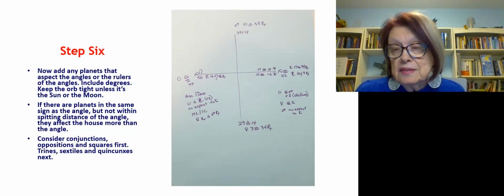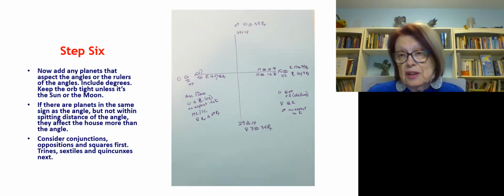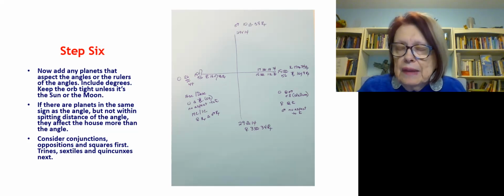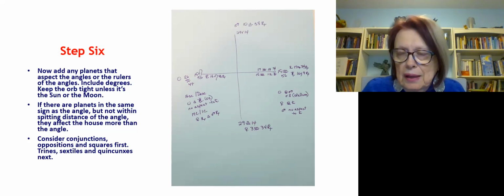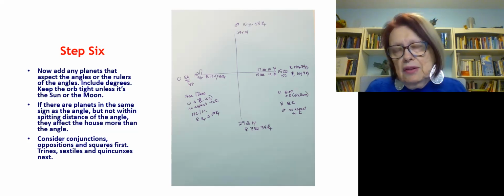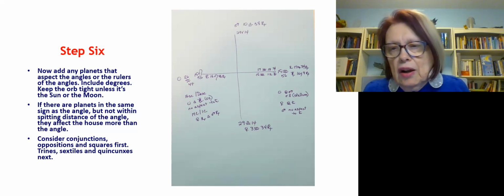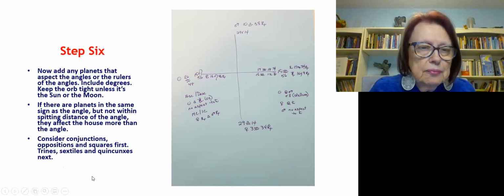Quincunxes are dynamic in the sense that they tend to knock you off balance, whereas the conjunction, opposition, and square are challenging, but they still offer a pathway that doesn't make you feel like someone is going to come along and knock you out of the room into the next room.